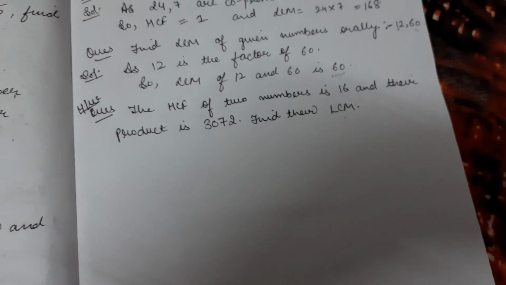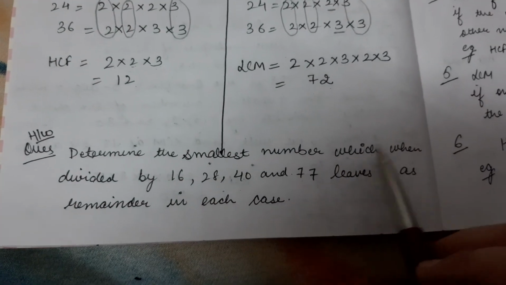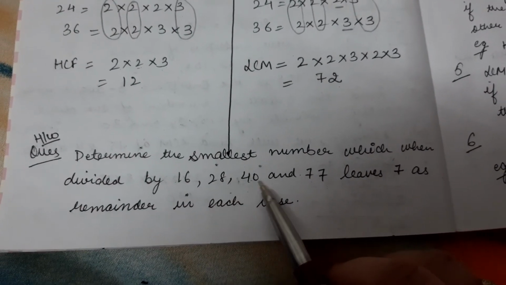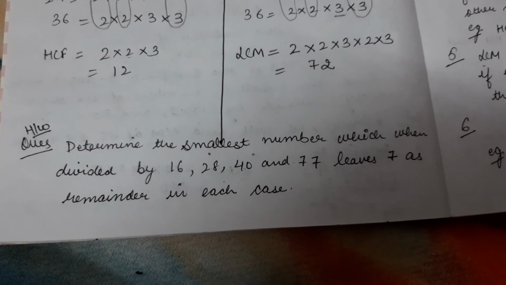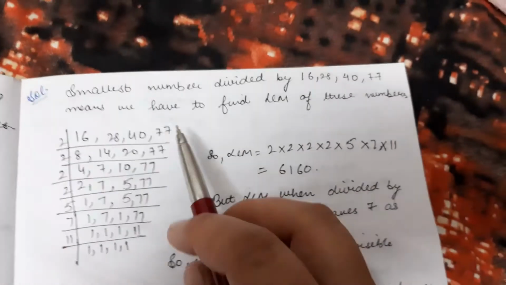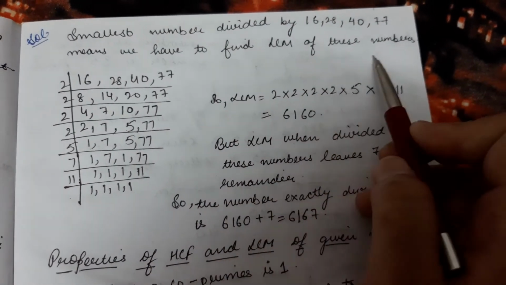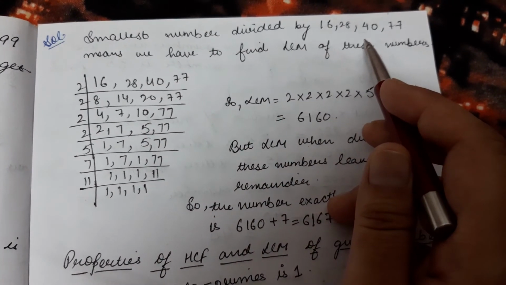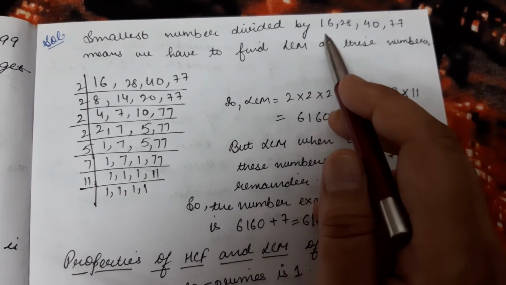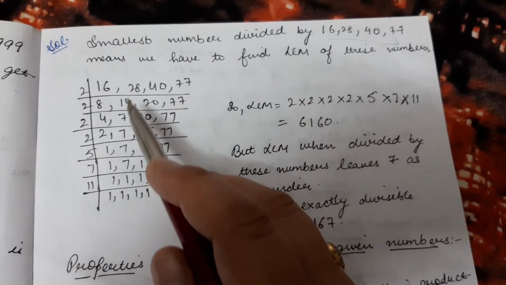Now I want to discuss the homework solution that I gave you yesterday. The question was, determine the smallest number which when divided by 16, 28, 40 and 77 leaves 7 as remainder in each case. Now smallest number divided by these numbers means we have to find LCM of these numbers. It means we want to find the common multiple of these numbers. So let us find the LCM.